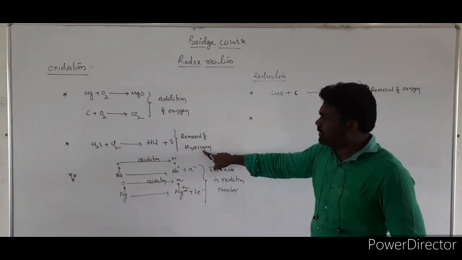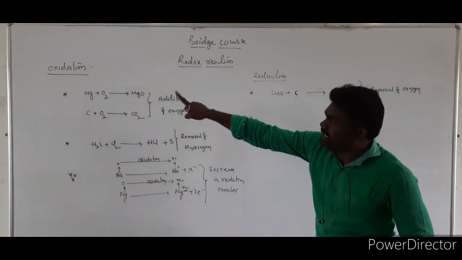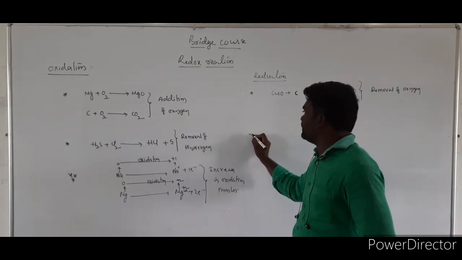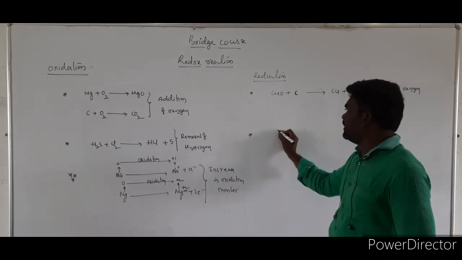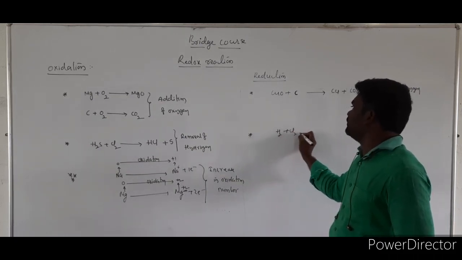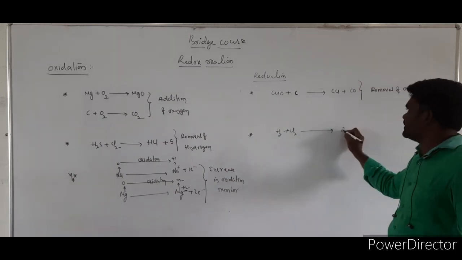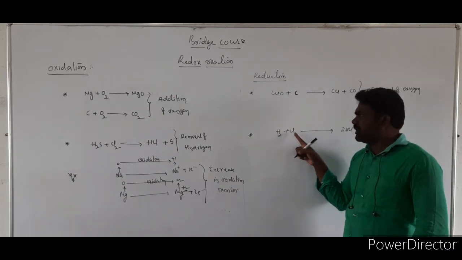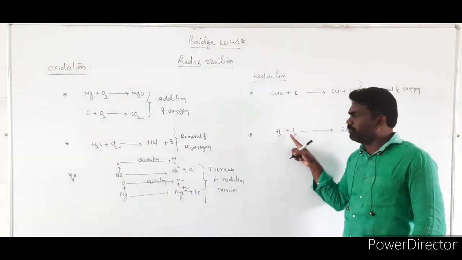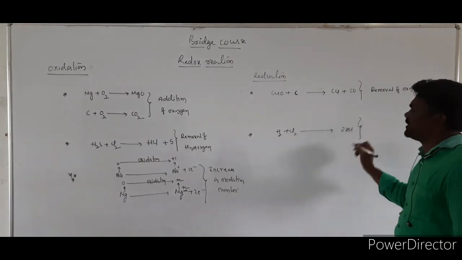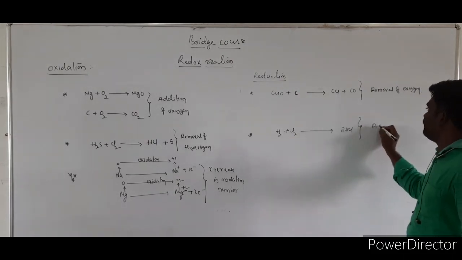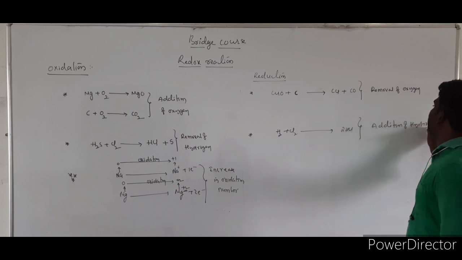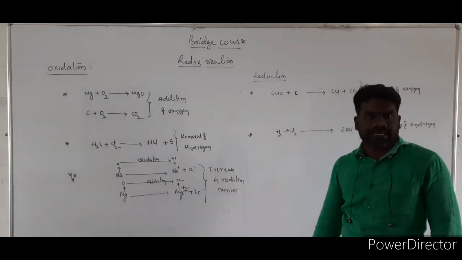Another definition is opposite to this one. Removal of hydrogen is oxidation, and addition of hydrogen is reduction. The second definition is addition of hydrogen. I am taking H2 plus Cl2 gives rise to 2HCl. In this case, hydrogen is added to the chlorine. Addition of hydrogen to any element or compound is called reduction.